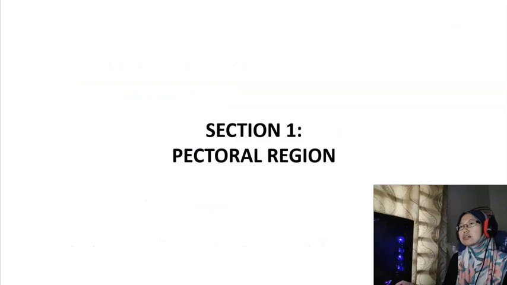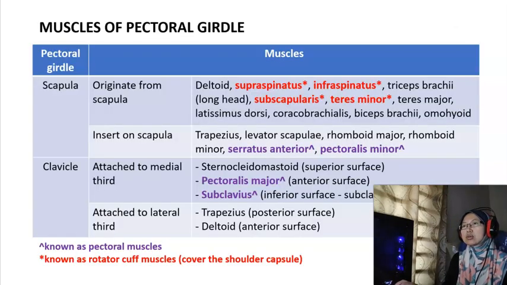So move on to the first section, which is the pectoral region. Don't be intimidated with all the words here. What I want you to know is that, as I've mentioned before, pectoral girdle consists of scapula and clavicle. So these are the muscles that attach to your scapula and clavicle.